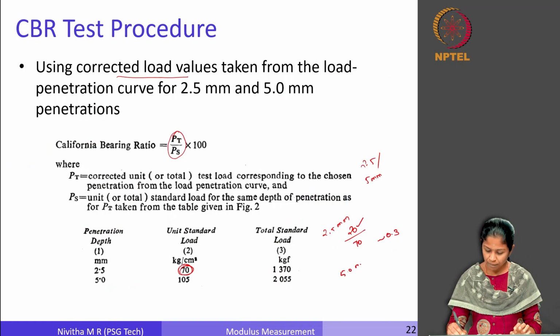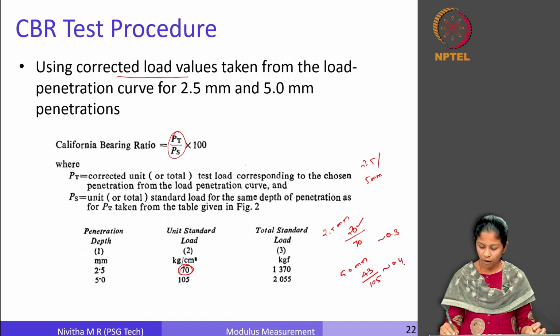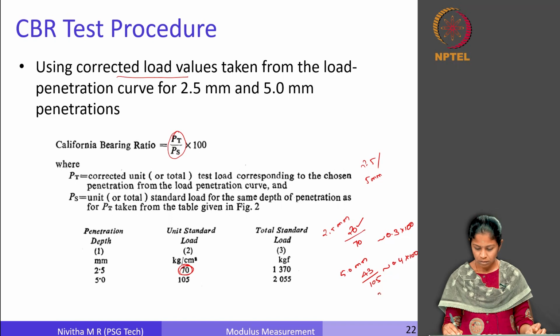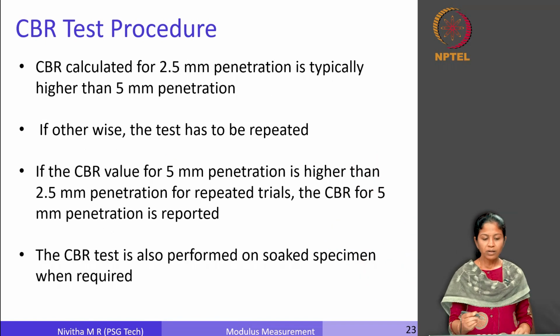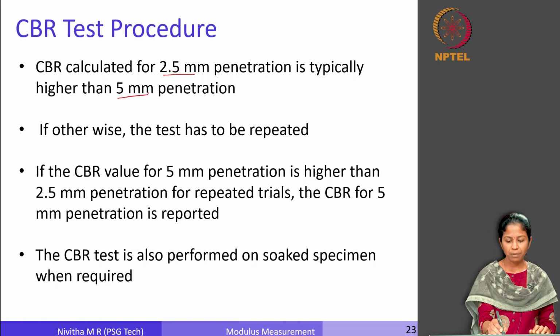So, for 5 mm it is going to be 43 divided by 105. So, roughly about 0.4, right. So, we get to, again you have to multiply into... okay. So, we get this value. Now there is something which you have to note down. The CBR calculated for 2.5 mm penetration is typically higher than 5 mm penetration, right.